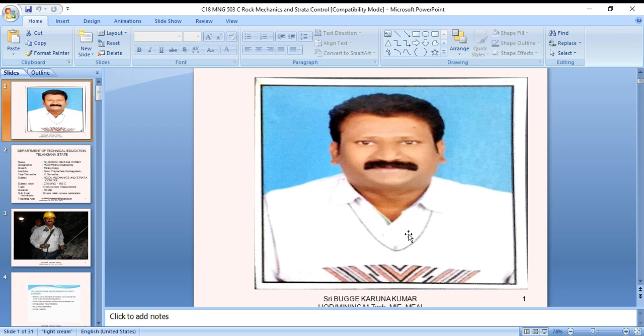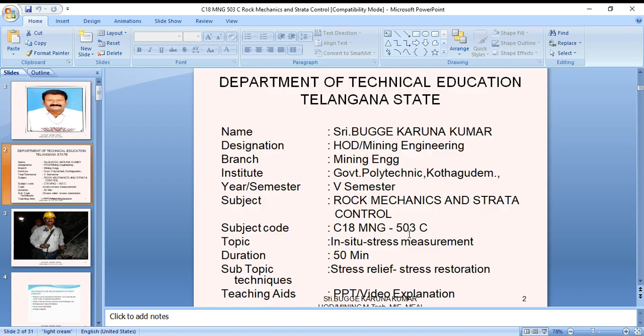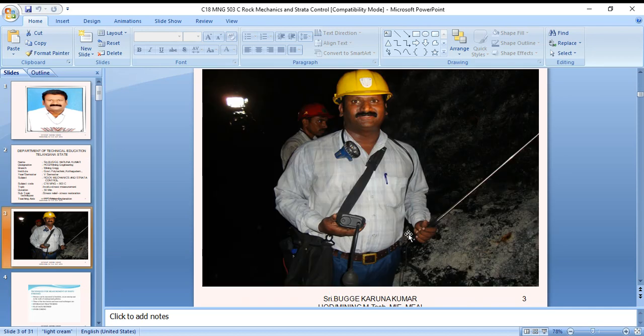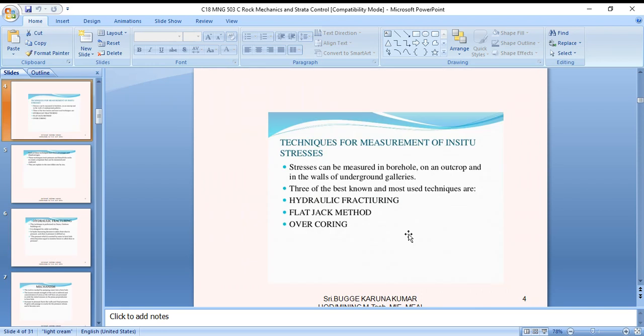So many techniques are used in reality, called in-situ stress measurement. Today's topic is also related to this, that is, in-situ stress measurement, particularly stress relief and stress restoration. This is the underground mine view of a mine for sample collection. So, techniques for measurement of in-situ stresses.